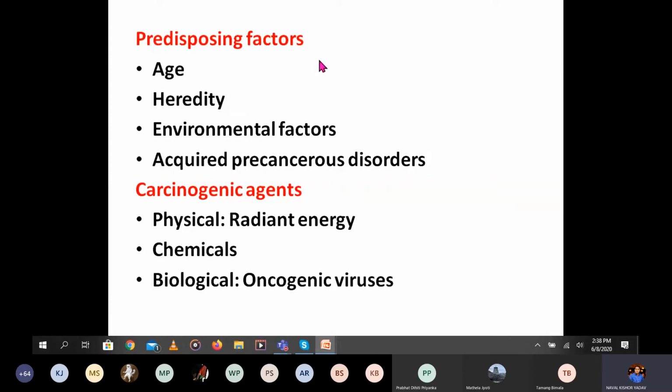precancerous disorders. So this also affects the cancer. And the agents, that is carcinogenic agents that lead to the cancer, like the physical, chemical, and the biological agents. So in the physical, it is radiation, radiant energy, which causes the cancer. The different chemicals also lead to different types of cancer, and the biological agents, that is a virus. We can say it is an oncogenic virus. Either it might be DNA or RNA. Both can act as oncogenic virus. So we'll discuss one by one all the predisposing factors and the carcinogenic agents.